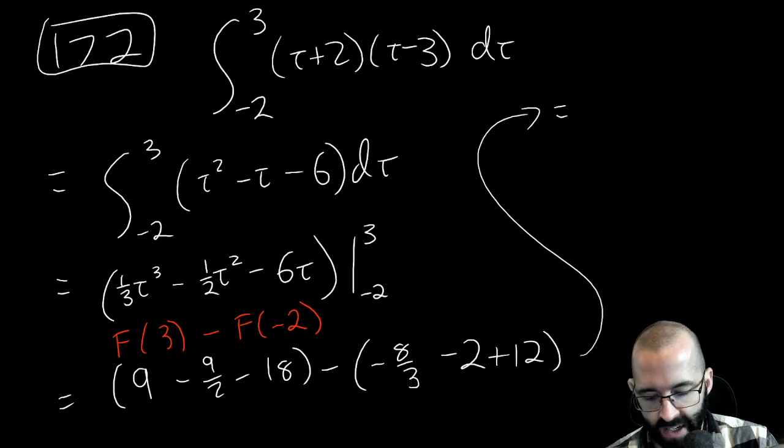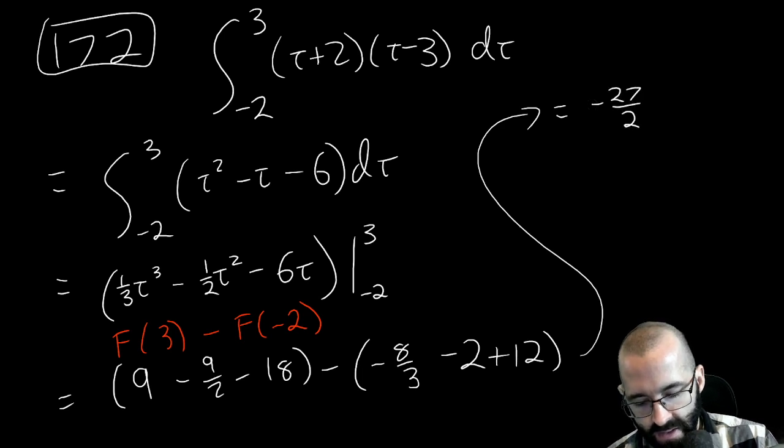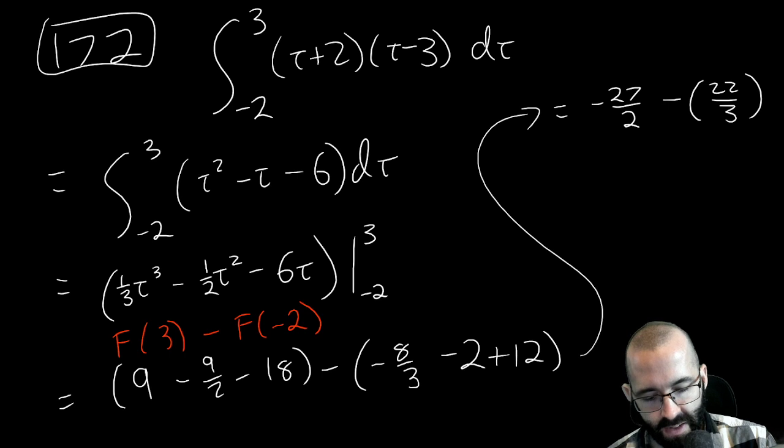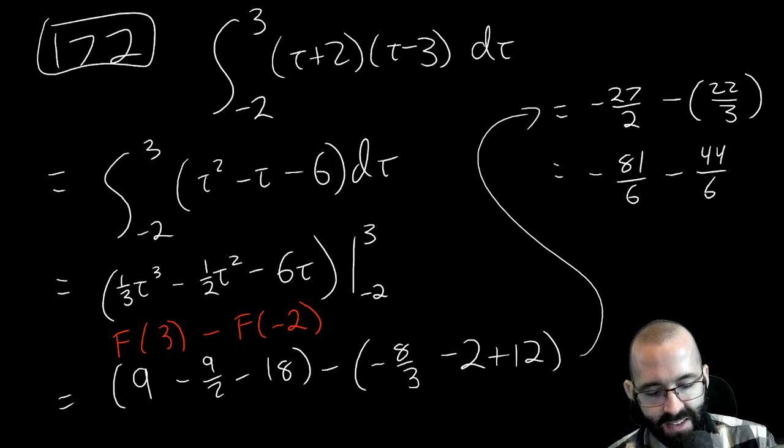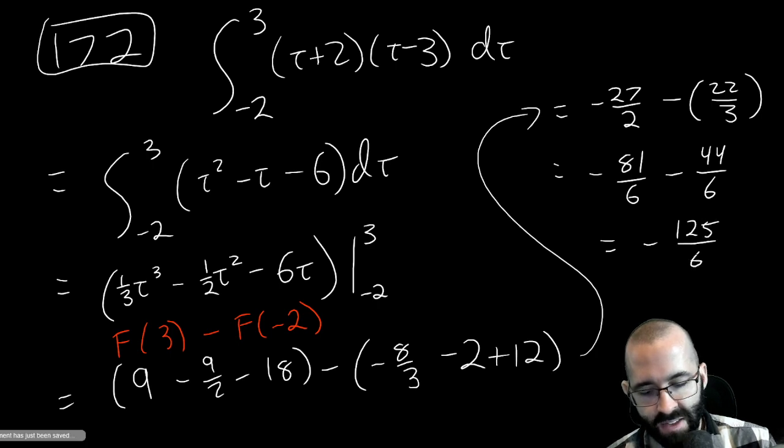9 minus 18 is -9. -9 minus 9 halves is -27 halves. Minus, we get 10 minus 8/3. That's 22/3. And this one's not doing in my head. -81/6 minus 44/6 is -125/6, which shouldn't simplify.